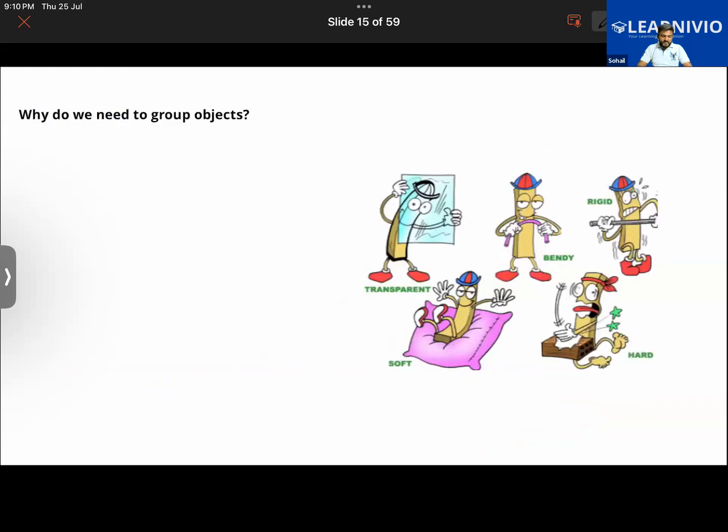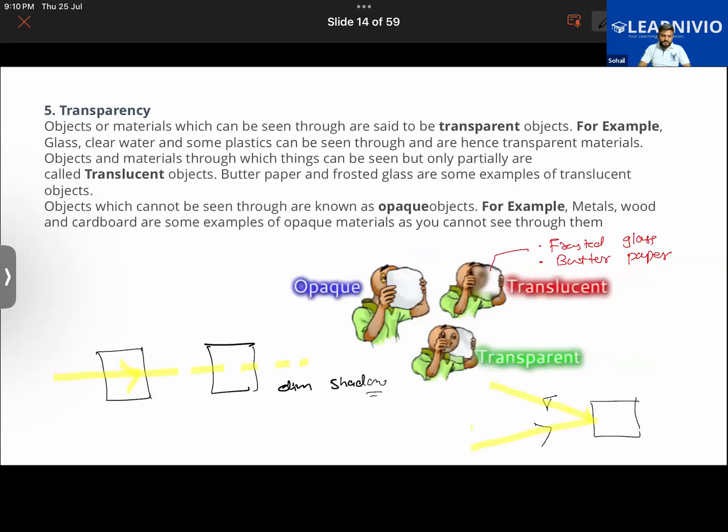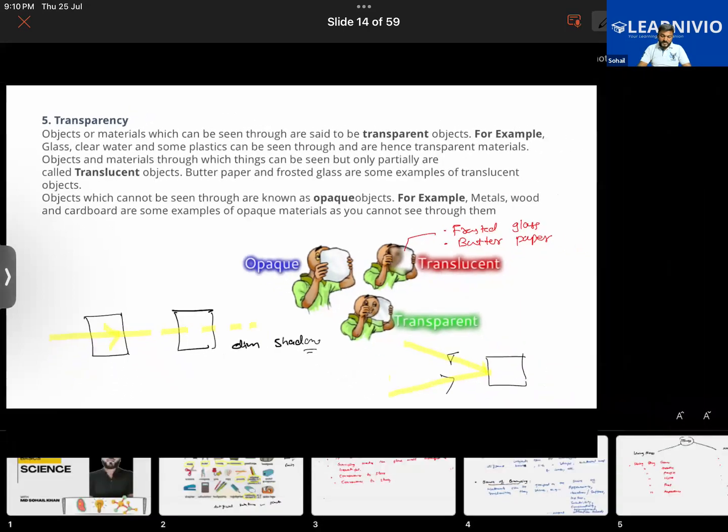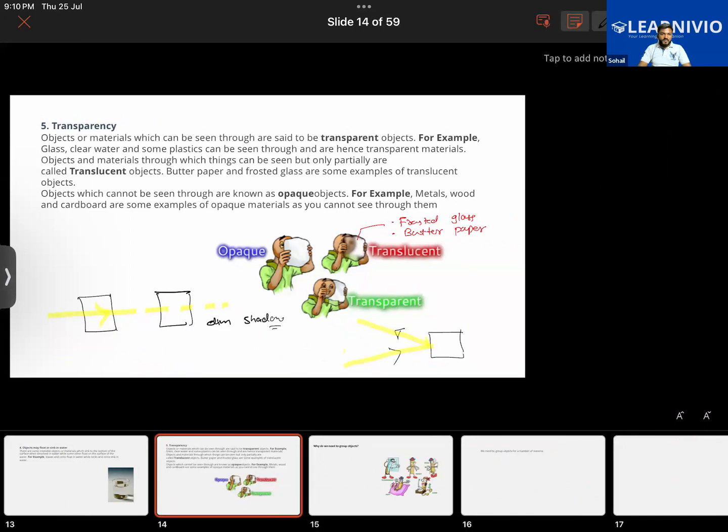So that's all based on how much light passes across it. That is why it is opaque. Because with transparent objects, you can see through them directly.